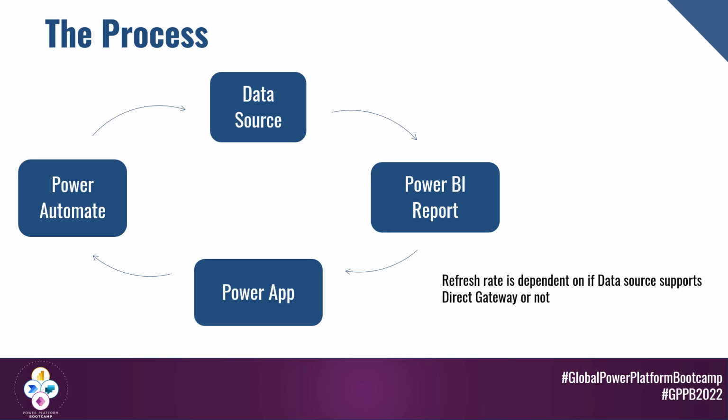And the process is basically like this. We have our data source, we have our Power BI reports, we have Power App, and we have Power Automate. We are going to see what Power Automate is going to be doing for us. And I just want to quickly let us know that the data source that we use is going to determine how we are going to refresh.